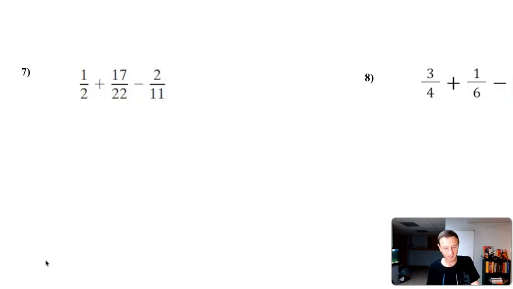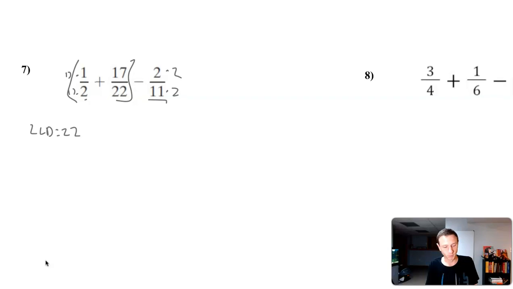So my least common denominator is going to be 22. That's not super tough to notice. Even if you just start with this, you would notice that 2 goes into 22 11 times. So let's multiply by 11. What do I have over here? 11. I'm going to multiply that by 2 to make it 22. That's just a way you could think through it more than anything.